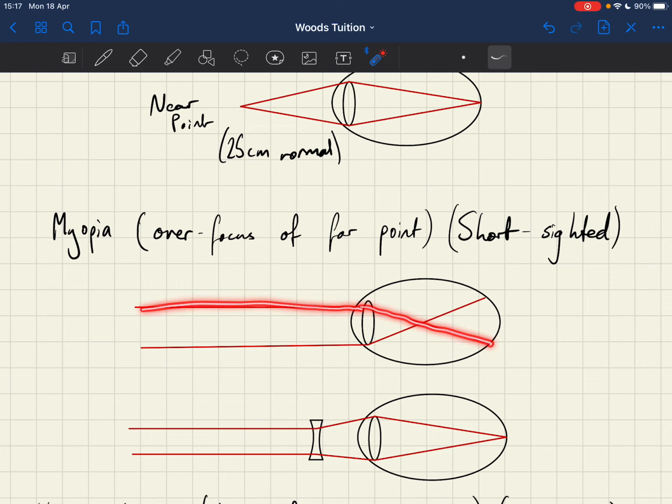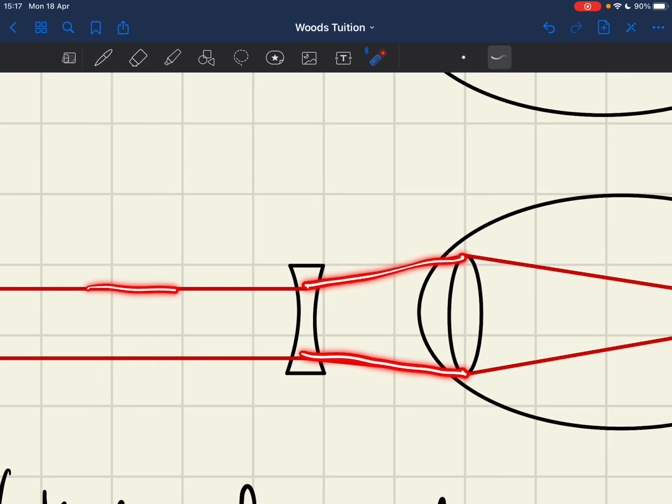The way to fix this is just to get a lens that diverges the far point image ever so slightly. So then whenever your lens converges the image, it'll bring it to a point in focus on the back of your retina.